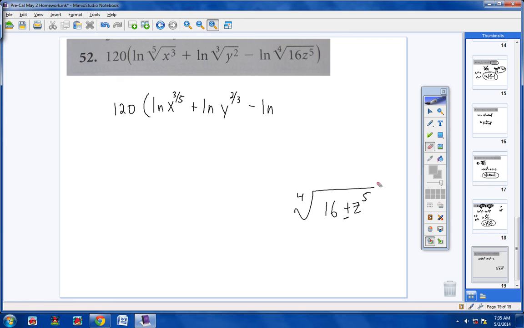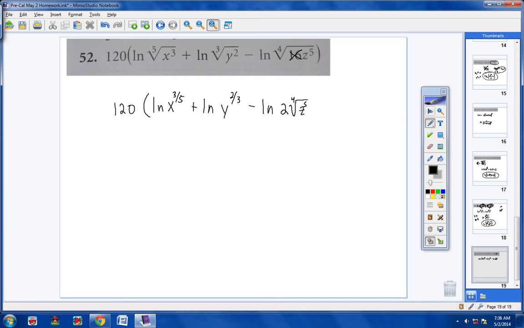Please don't forget that. But because I have one term right here, I am allowed to go ahead and take the fourth root of 16, and the fourth root of 16 is 2, and I'm left over with the fourth root of z to the 5th. Do you see what I did? I took the fourth root of 16, so I crossed it off, and the fourth root of 16 is 2, so I put a 2 on the outside.